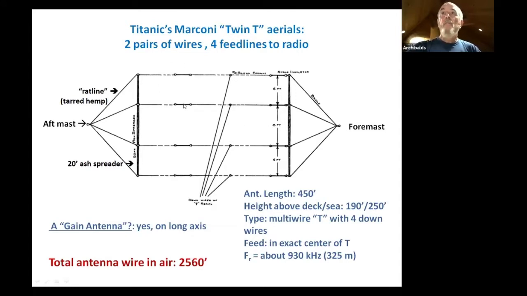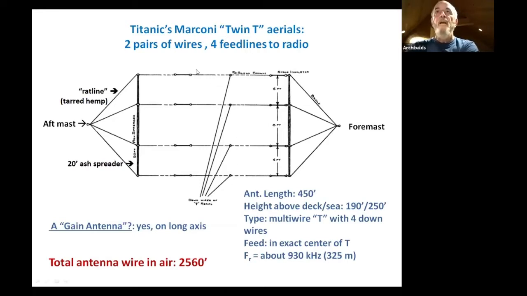If you add up all the wire that the Titanic had in its antenna, it's about half a mile, 2,560 feet of wire. And if you can imagine, the four T's were 250 feet above the water, and it was 190 feet down to the feed-in to the transmitter receiver. So this was one impressive antenna, and of course it's sitting in an enormous disk of salt water, horizon to horizon. This thing had a tremendous ability to collect RF, which you needed since you had no amplifiers in your receiver. The feed is at the exact center of the T.